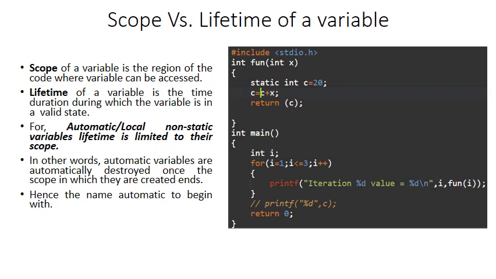The scope of a variable is the region of the code where the variable can be accessed, while the lifetime of a variable is the time duration during which the variable is in a valid state and its value is retained. For automatic or local non-static variables in C, their lifetime is limited to their scope. In other words, automatic variables are automatically destroyed once the scope in which they are created ends. Hence the name automatic. Let's understand this concept with an example C program.